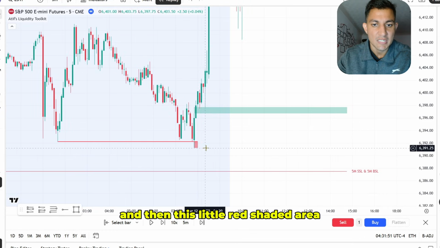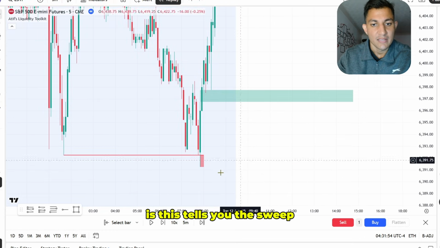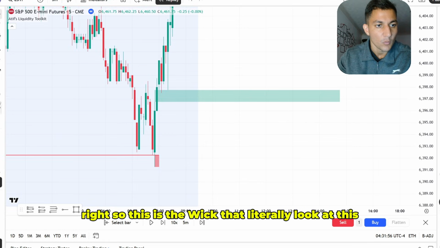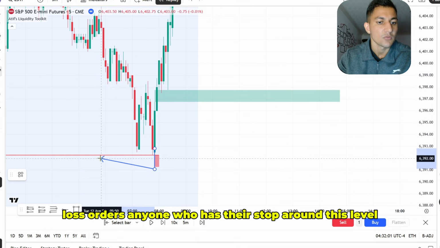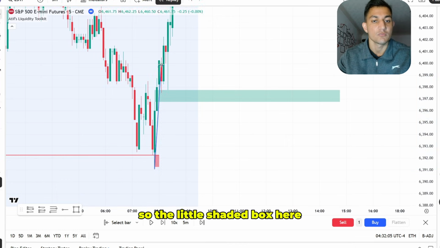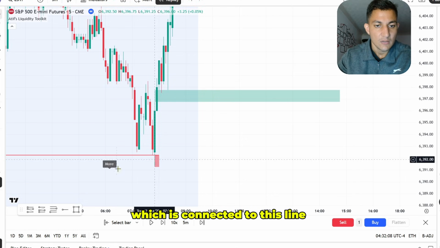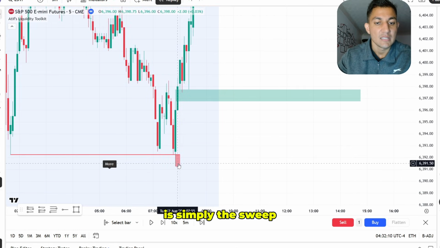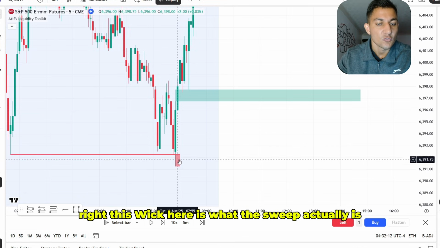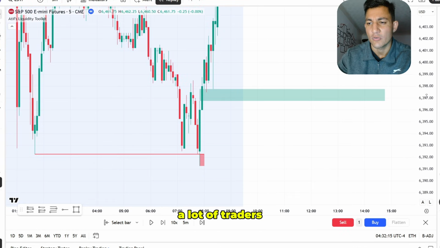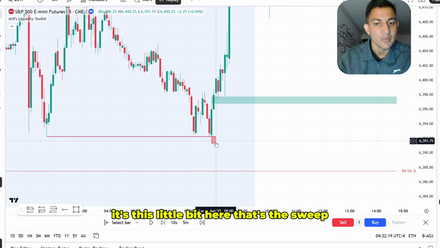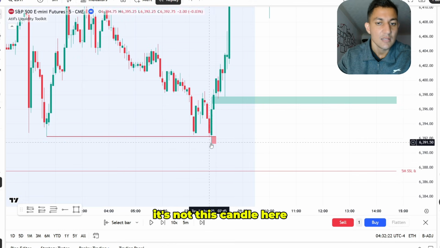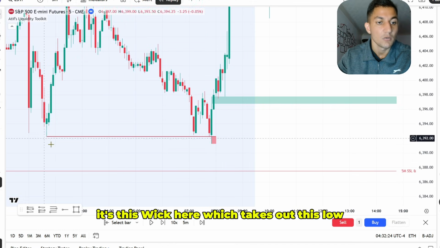And then this little red shaded area, which I think is so nice, tells you the sweep, right? So this is the wick that literally, look at this. This wick literally points down just enough to take out stop loss orders. Anyone who has their stop around this level, and then price quickly shoots off. So the little shaded box here, which is connected to this line, is simply the sweep, right? This wick here is what the sweep actually is. In case a lot of traders don't understand what actually causes a sweep, it's this little bit here, that's the sweep. It's not this candle here, it's this wick here, which takes out this low, which causes the sweep.